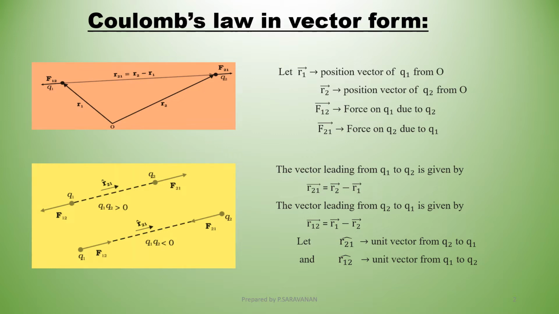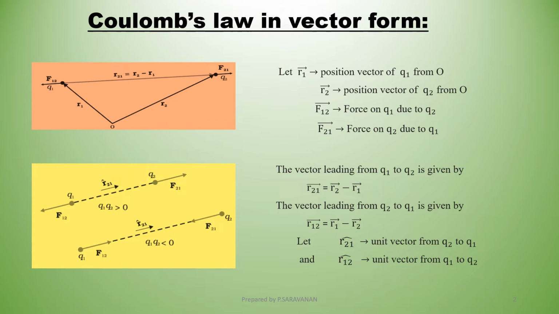Also, you see in the picture on the top, the force experienced by the charge Q2 due to the charge Q1 is represented as a F21 vector, which is towards the right hand side, and the force exerted by Q2 on Q1 is represented as F12 vector, which is acting towards the left hand side.